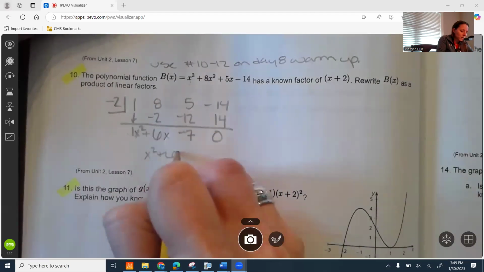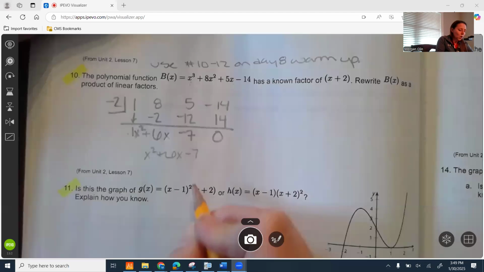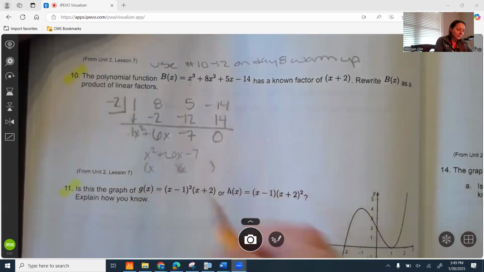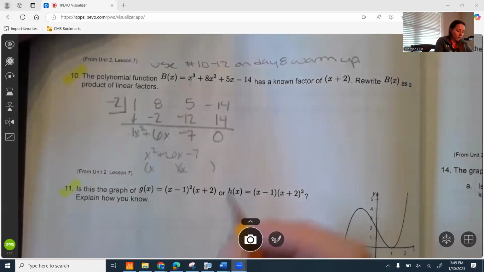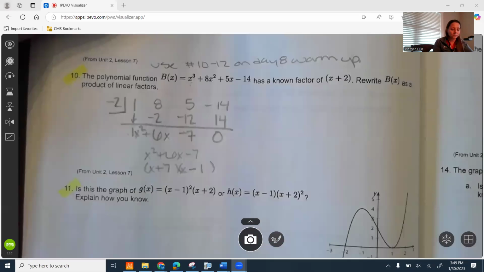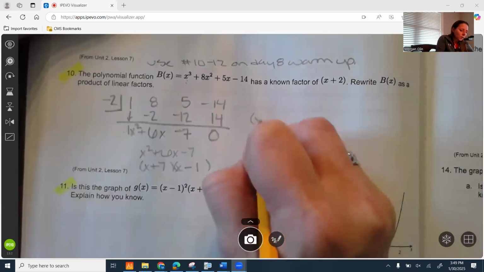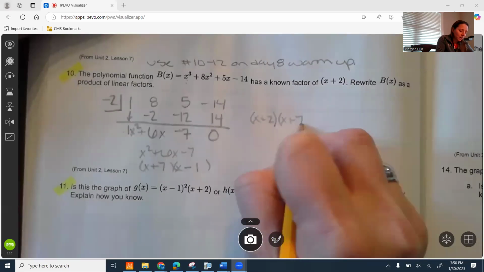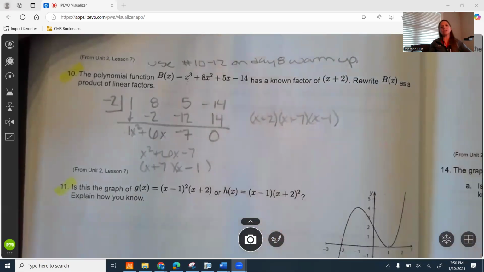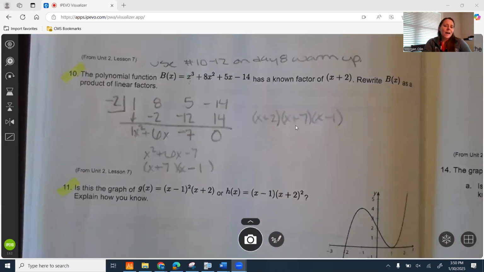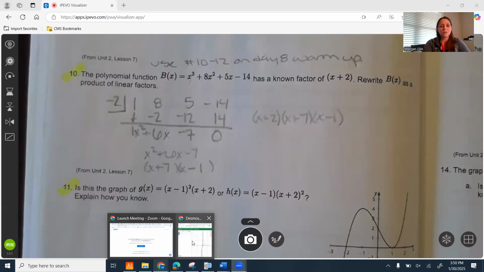Okay, so see if we can continue to factor this. What are the factors of -7 that add to 6? All right, well, that's going to be a +7 and a -1. All right, so our factors are x plus 2 that they told us, x plus 7, and x minus 1. Now, that's how you do it without a calculator. All right, if you got a calculator, you could just graph this from the beginning. And if you did, great job.